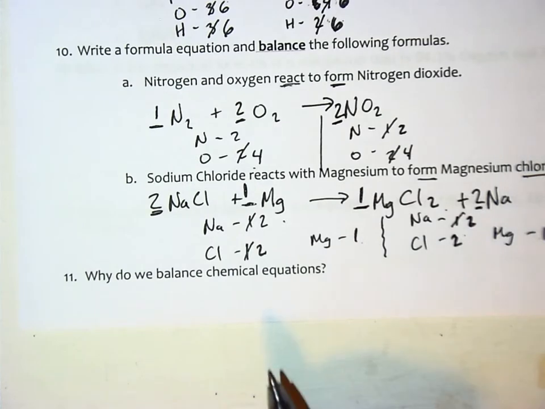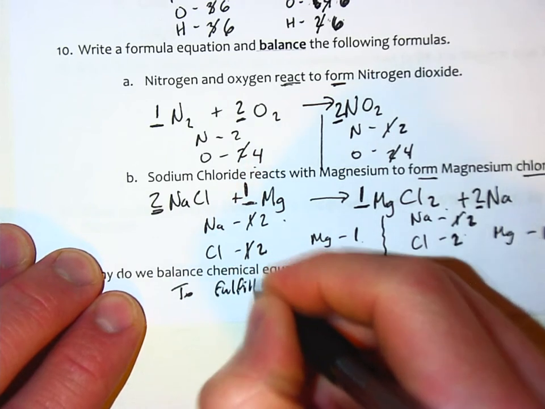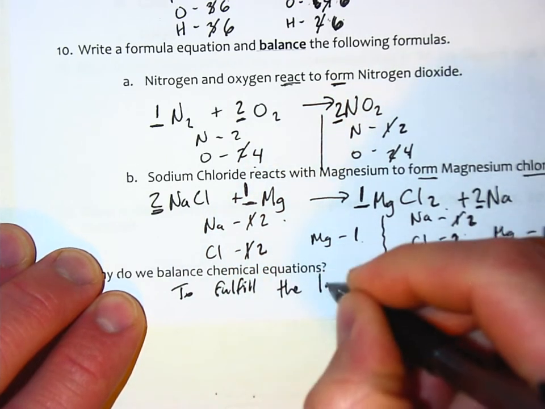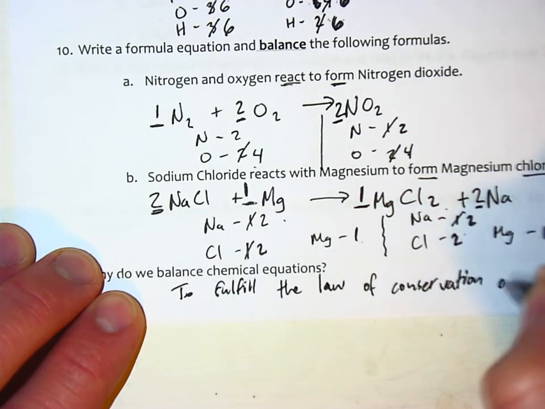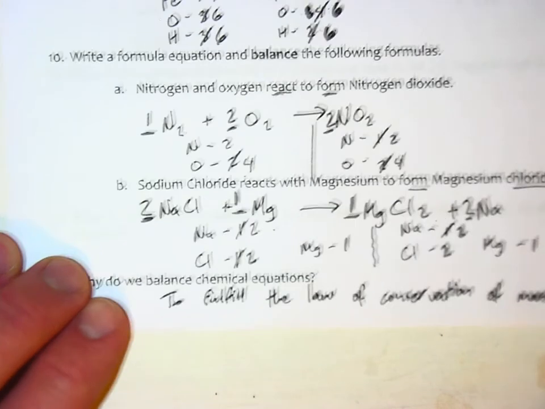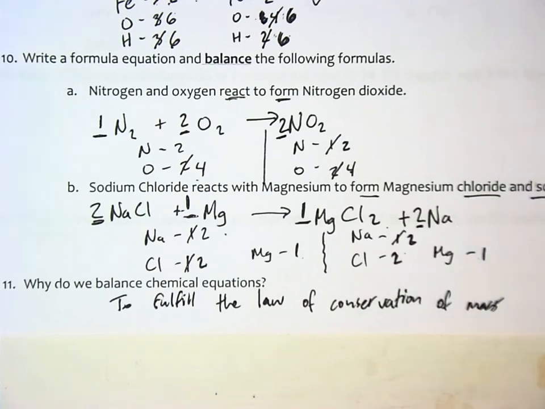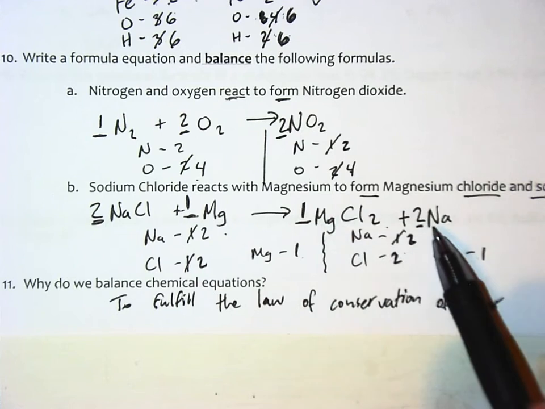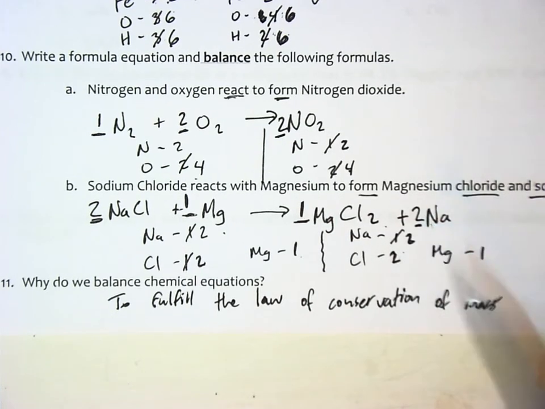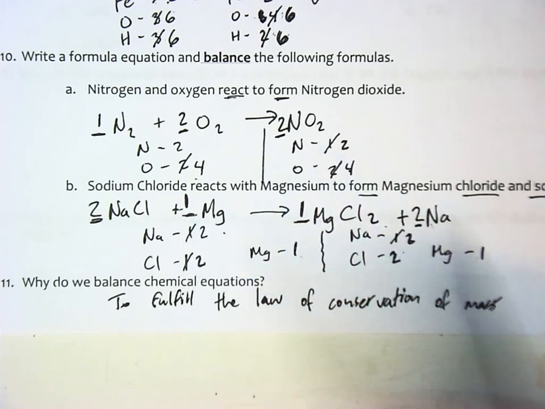So again, why do we balance chemical equations? To fulfill the law of conservation of mass. We're balancing those equations to fulfill the law of conservation of mass, which says that mass can't be created or destroyed. What I started with on the left-hand side is going to equal what I have on the right-hand side. That mass cannot disappear. It can just change, and it has to be equal on both sides.